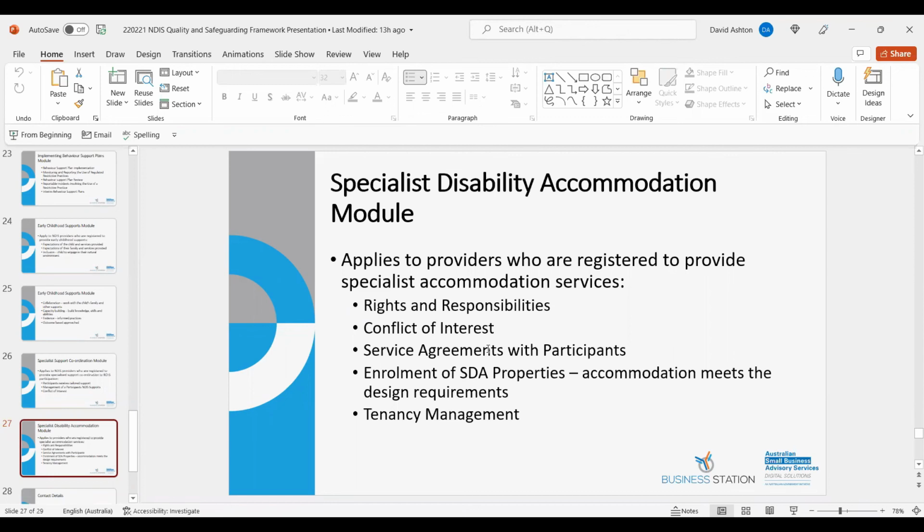So things like rent, the bond that needs to be paid, any other payments that might need to be paid, use of equipment and provision of equipment within the property. I guess anything along the lines of entering into a tenancy agreement with, say, a private rental. The same sort of provisions apply. Some form of tenancy agreement or agreement with the participant on the rights and responsibilities and what they can and can't do within the premises.